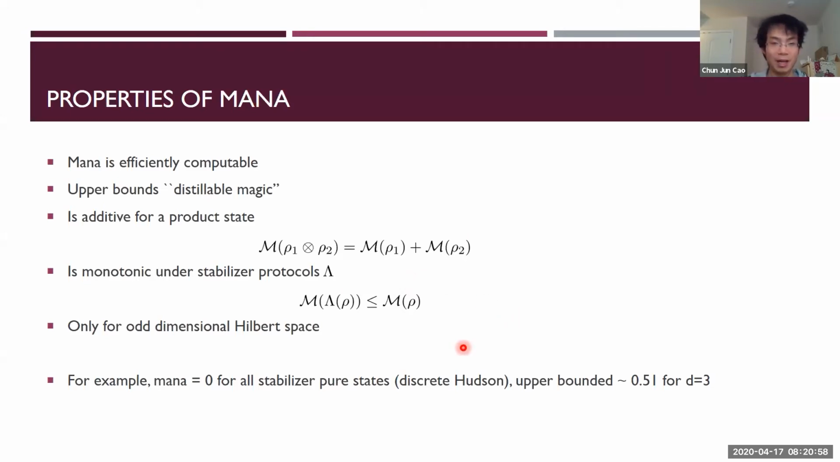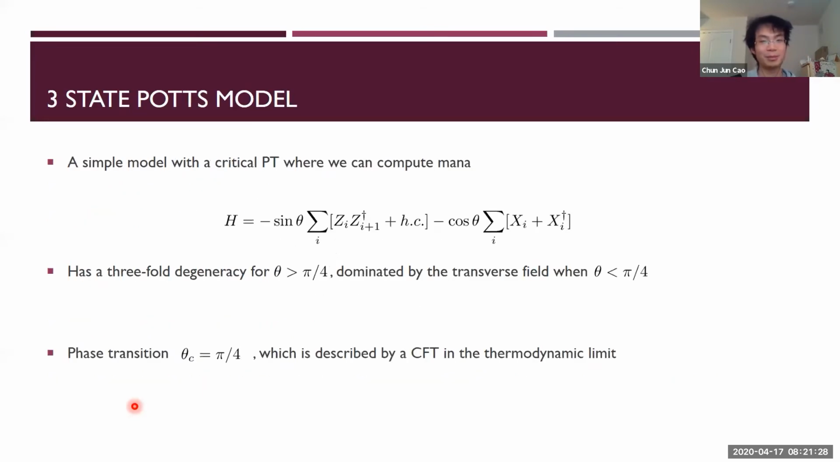One oddity of mana is that it only works for odd-dimensional Hilbert space. This is some deeper mathematical result that I don't really understand, but it does give you the thing that you want. For example, it is exactly 0 for stabilizer pure states, because we expect stabilizer states by definition to have 0 magic, right? This reproduces that. Okay, so a lot of good properties of this measure.